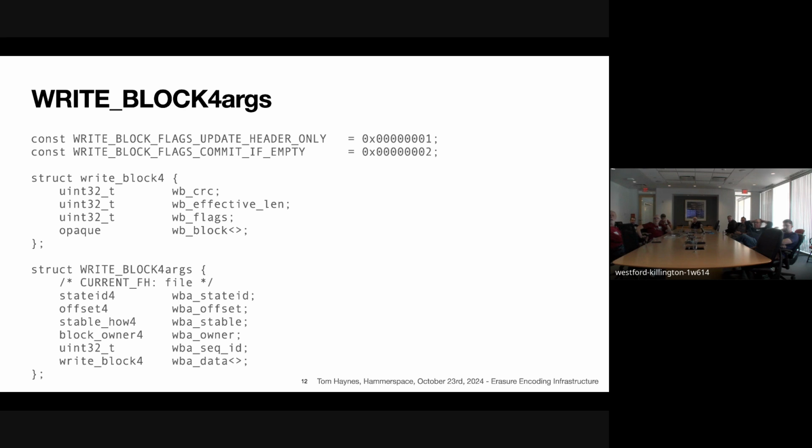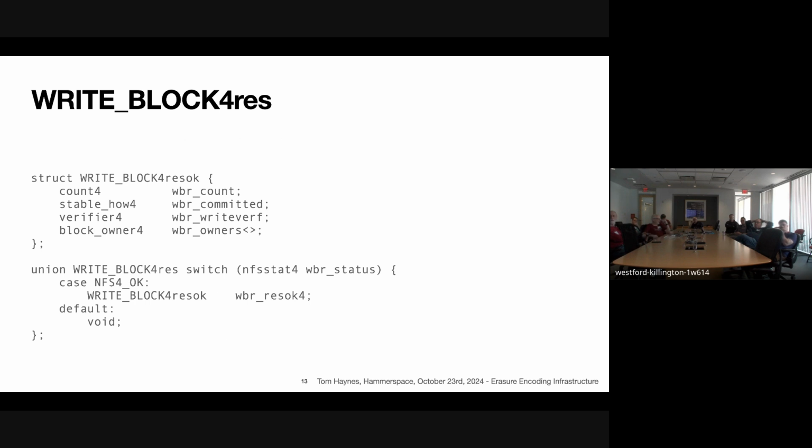So we define a write block. It has the CRC, the effective length, the flags, and the block that's being sent. And the write block args are, for example, the offset, the state ID, which better be zeros as defined for pNFS, and the owner and the sequence ID. So the owner and the sequence ID are applied to all blocks within it. So we've pulled it out to this level. The offset is the offset in the file to which the block is written. Right. And the result is the count of blocks, then the committed, which I'm not talking about at all, because I want us to get a buy-off of the approach before we go back and fill in all the right semantics.